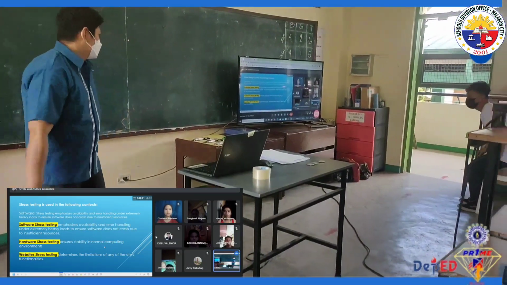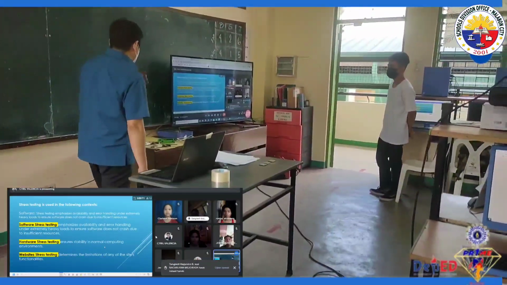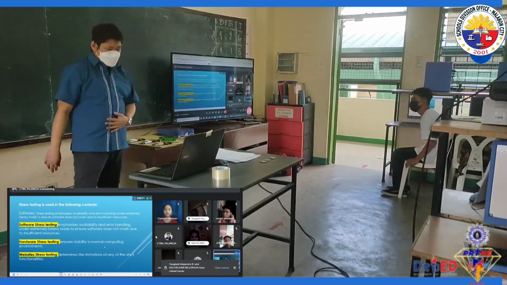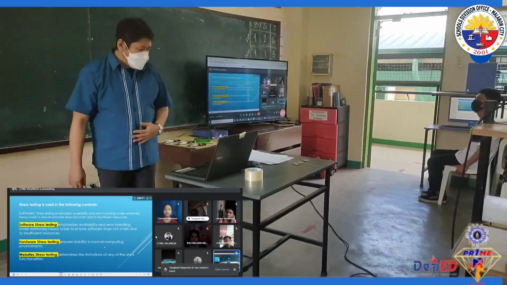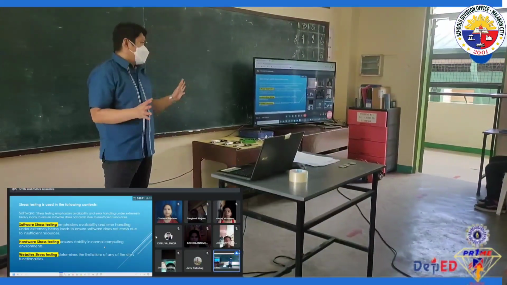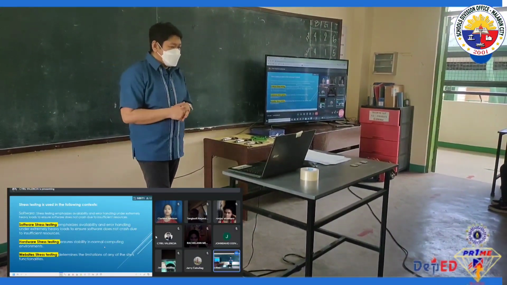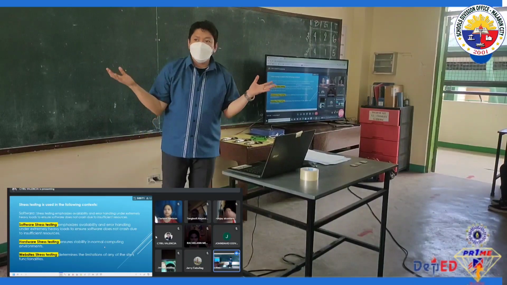Number two, hardware stress testing ensures stability in normal computing environments. Next, hardware stress testing. Okay, i-ensure naman ito ang kanyang stability under normal environments.